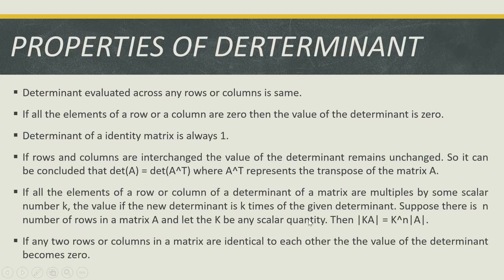This also has been explained with the help of an example here, as you can see. The sixth property is that if any two rows or columns in a matrix are identical to each other, then the value of the determinant becomes 0. So suppose if one row has all the elements 1 1 1 and also the second row has the same elements, then the determinant would be 0.